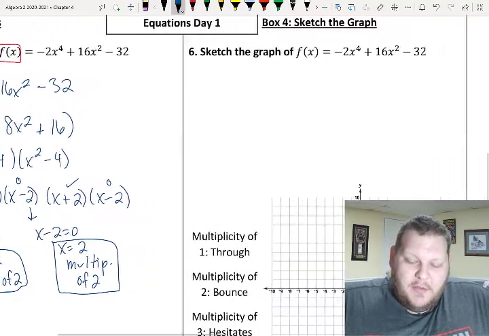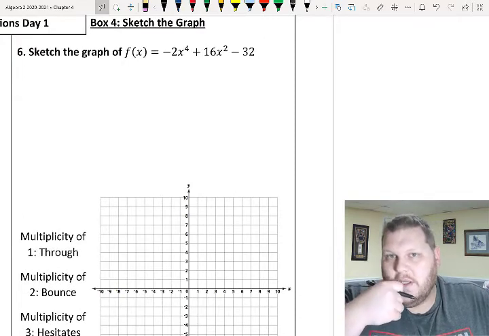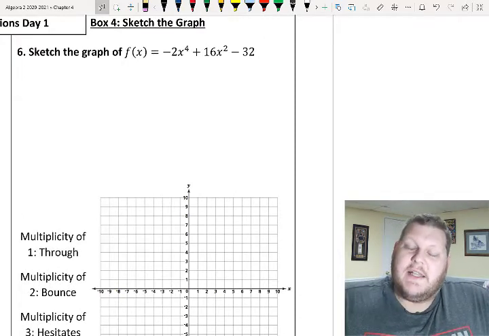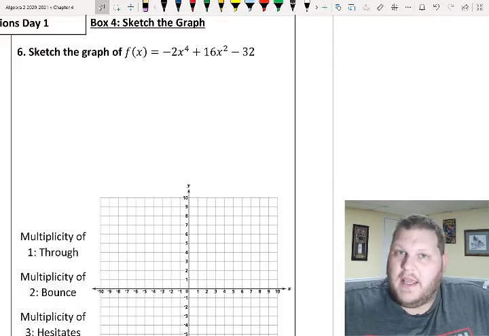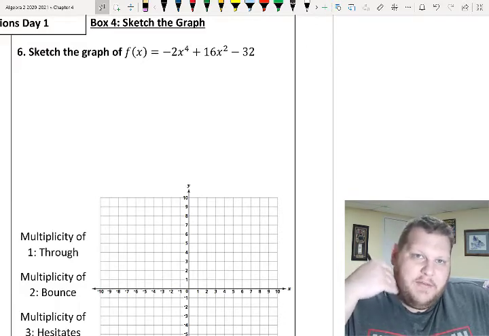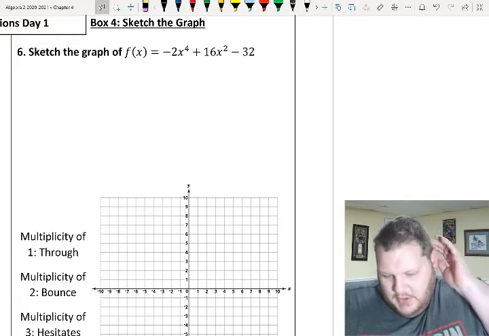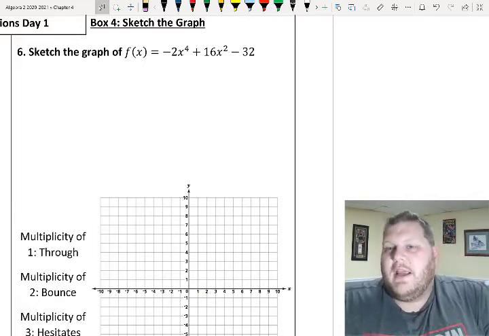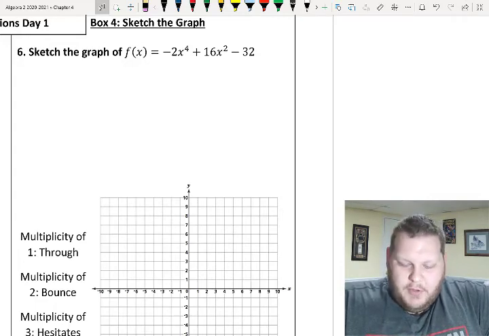Now, box 4 is putting all that information together with stuff that we learned earlier in the chapter. I know it's been a while for us because we started the chapter back at the end of November, and then we got into finals and we're getting ready for that. I think it was December we were starting this chapter. So now if we're asked to sketch the graph, I know we sketched back in early chapter 4, and we haven't really done it since then.